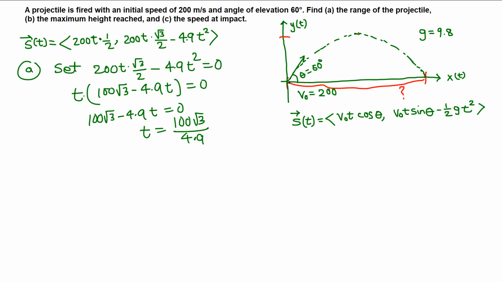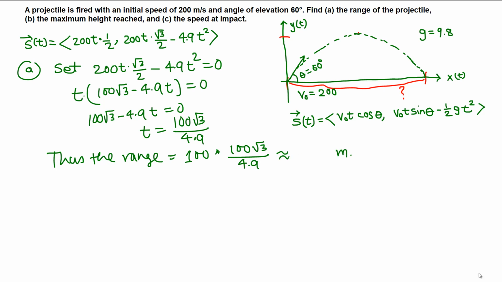So we determined the time required by the projectile to hit the ground. That means we can now find the range. The range means this direction, the x direction. That's the first component. Thus the range is 200 times 1/2, which means 100 t, 100 times the time we just found, 100 √3 over 4.9. Use a calculator, we get in meters, okay, so the range is 3534.8 meters.